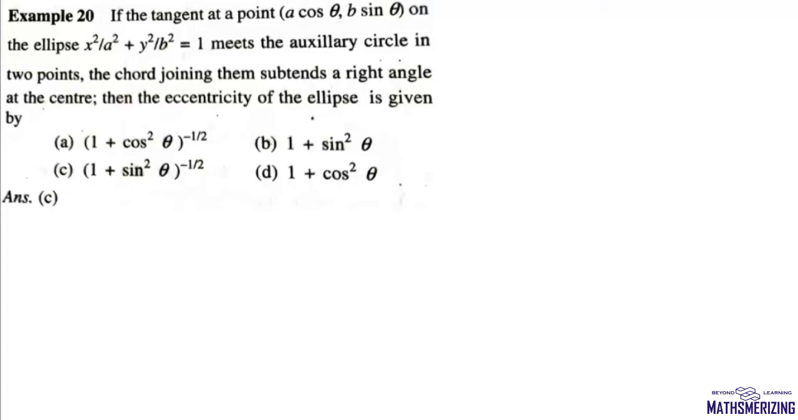Now here the question is, if the tangent at a point (a cos theta, b sin theta) on this ellipse meets the auxiliary circle in 2 points, then the chord joining them subtends a right angle at the center. We need to find the eccentricity of this ellipse.